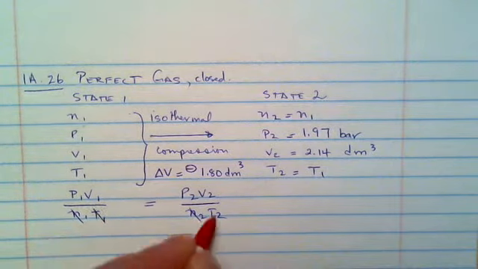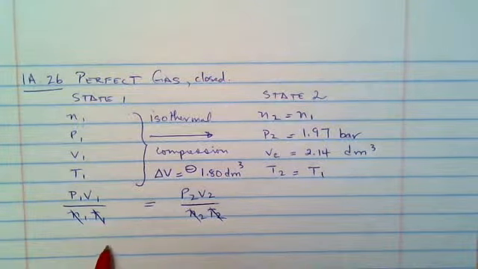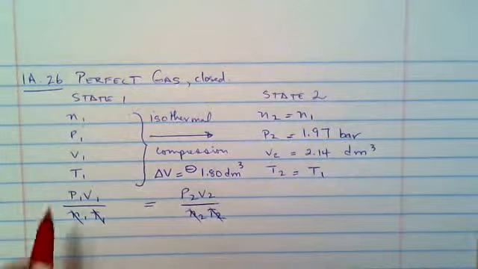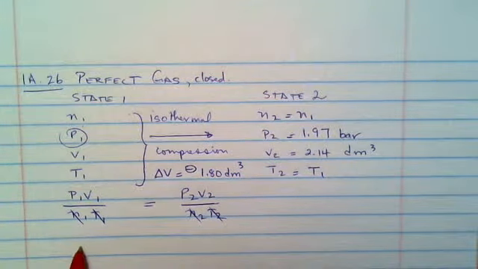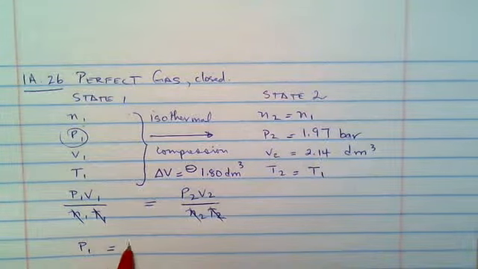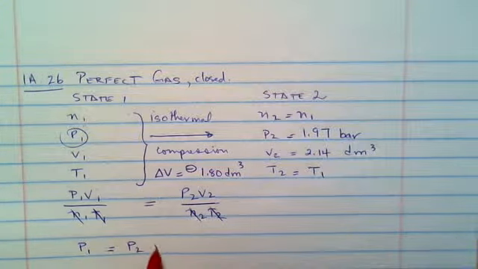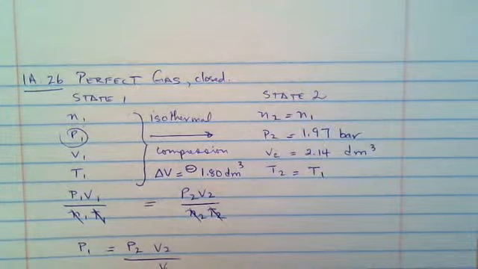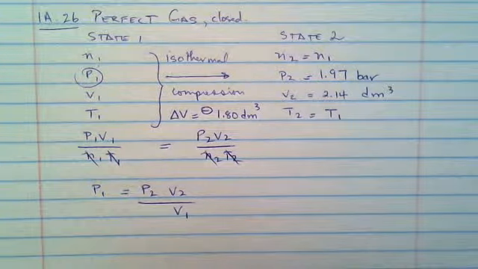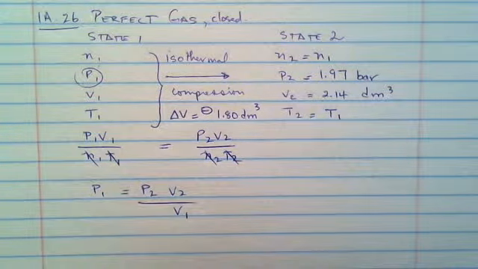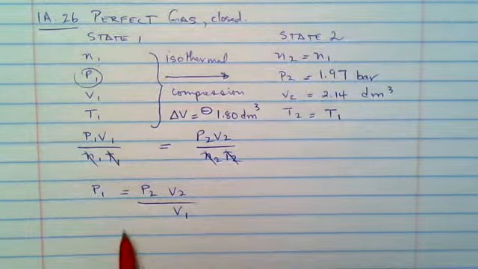N is constant, it's isothermal, T is constant, and I am asked to solve for P1, so I will rearrange. P1 is P2 V2 over V1. And that's how you want to set it up, and the rest is to substitute in.